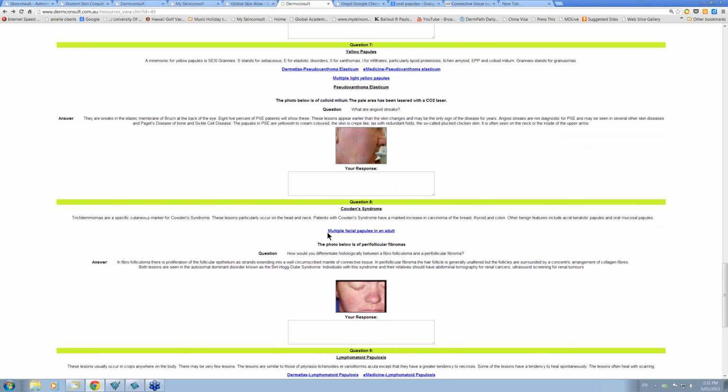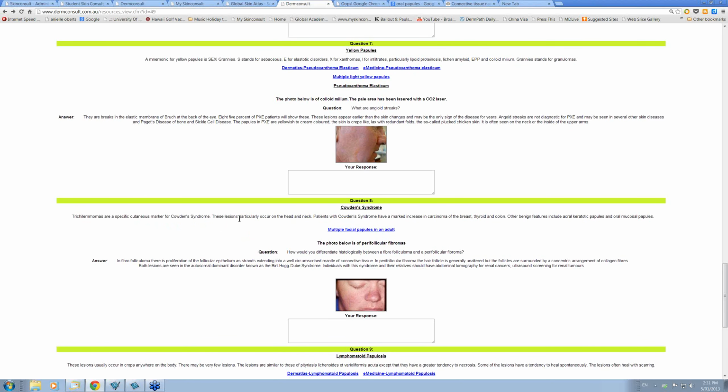Cowden's again. We've said the trichilemmomas are specific cutaneous markers for Cowden's. Remember, with thyroid and breast cancers, they've got oral lesions, they've got acral lesions. But the trichilemmomas particularly occur on the head and neck. Marked increased carcinoma of breast, thyroid, and colon. Other benign features include acral keratotic papules, oral mucosal papules.